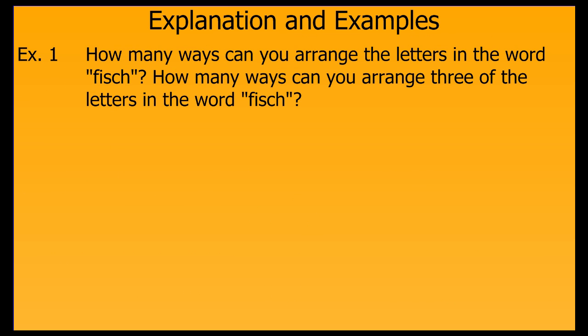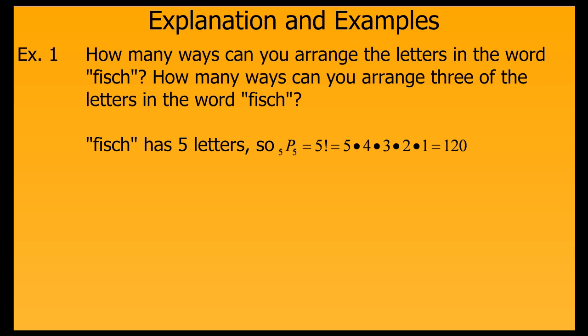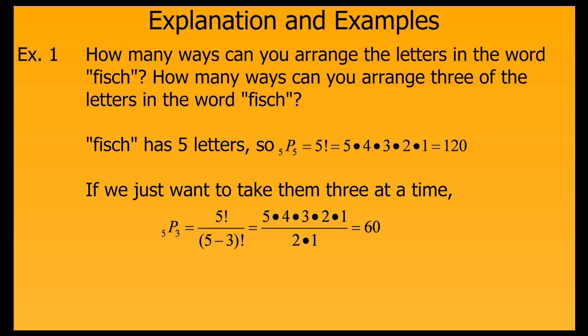Let's look at an example. How many ways can you arrange the letters in the word fish? Then, how many ways can you arrange 3 of the letters in the word fish? Well, fish has 5 letters, so the number of permutations of 5 things taken 5 at a time will be 5 factorial, or 120. If we want to take them just 3 at a time, we have 5 factorial over 5 minus 3 factorial, or 2 factorial. That works out to be 60.